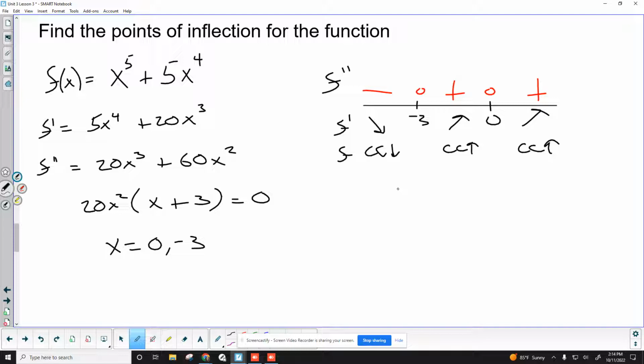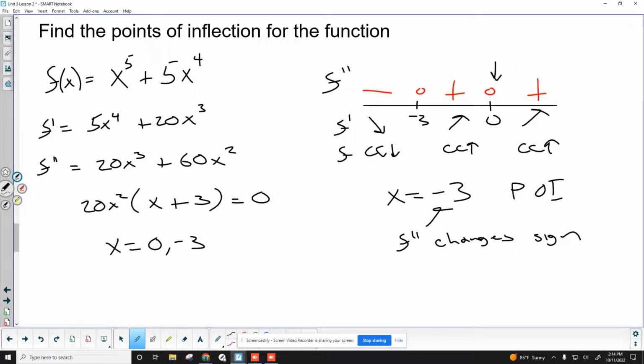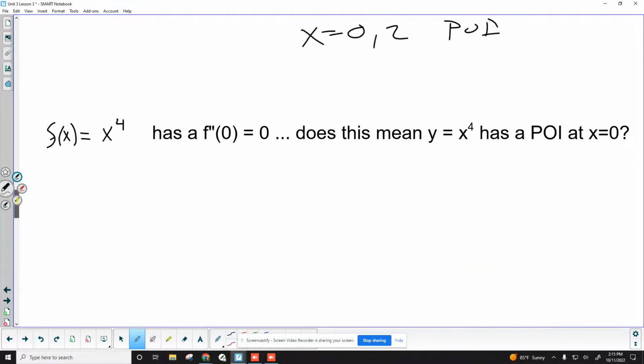Well, it turns out x equals -3 is our only point of inflection. This is the only location where our second derivative changes sign. So then you're probably thinking, okay, cool, but then what the heck's going on there? And the best example I can give you is to look at the graph of x to the 4th.